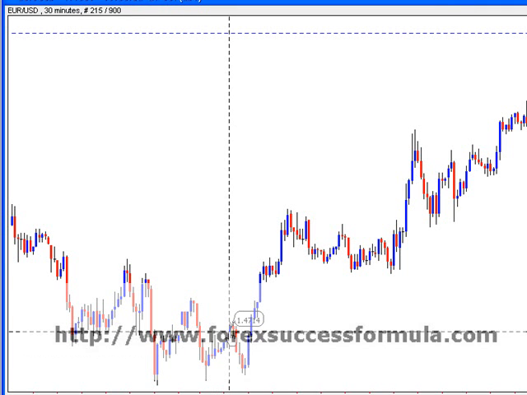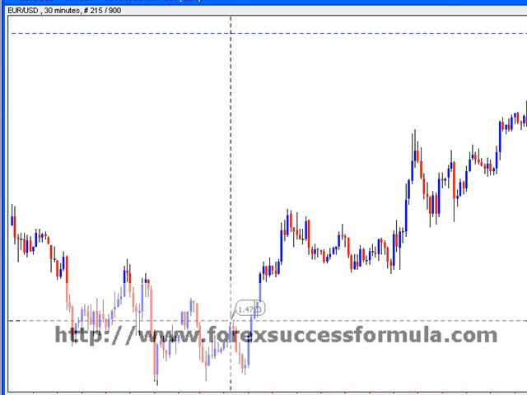On the 30-minute chart, what I suggest is, once you reach 15 pips in profit, then move the stop loss to the entry point. And once you reach 30 pips in profit, then you can close the trade. So 60 pips profit on a 60-minute chart and 30 pips profit on a 30-minute chart. So here we would have reached exactly 30 pips in profit and we would have closed the trade.